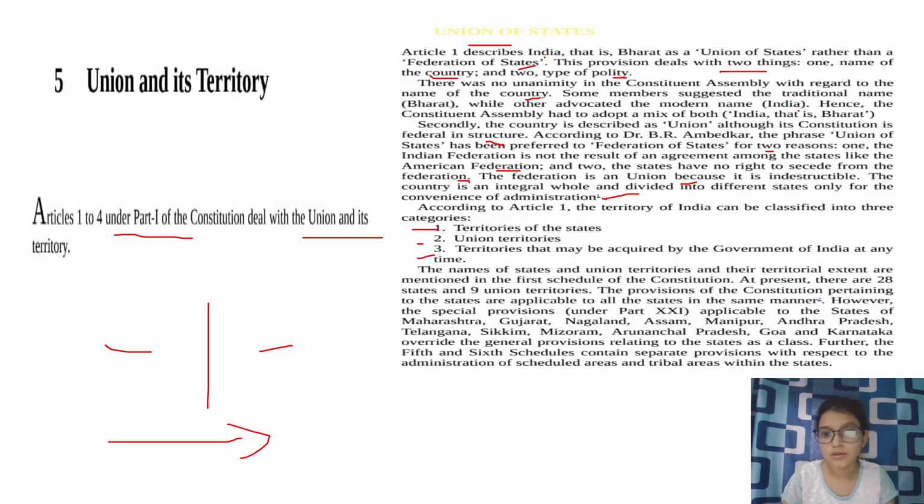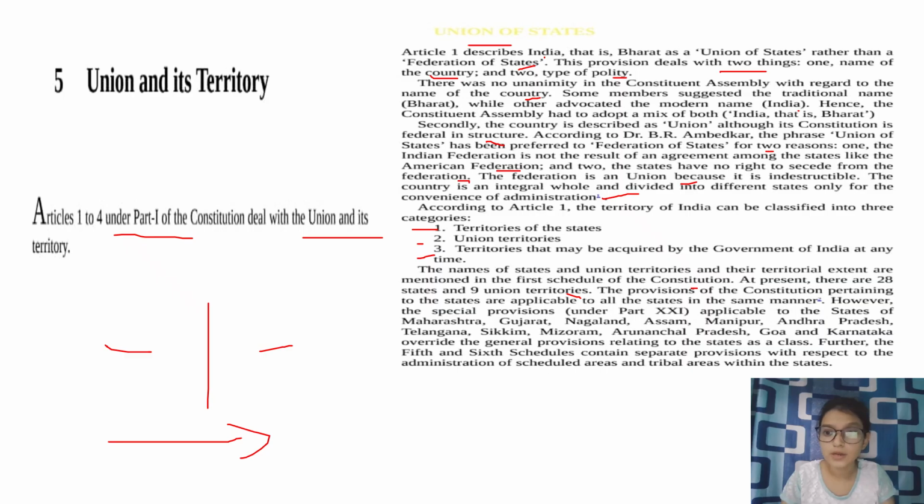Then we have the names of states and union territories and their territorial extent mentioned in the first schedule of the Constitution. So in the first schedule itself, you will get all the names of the states and what are the union territories. In the first schedule itself, you will get a clear view of how many states we have, how many union territories we have. At present, there are 28 states and 9 union territories. That is for you to decide whether the number here is still the same or it has changed. So go Google it, search it wherever you can and come up with the right answer.